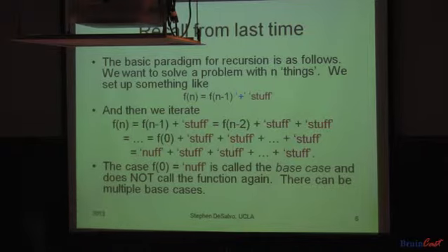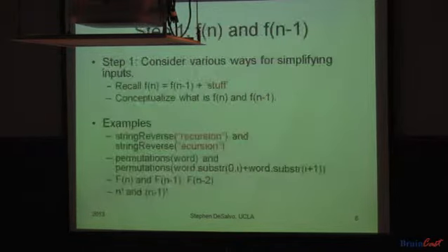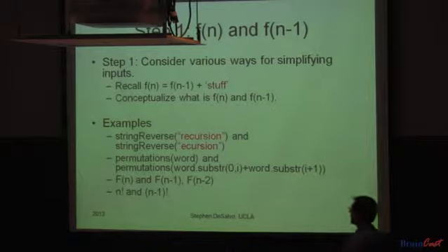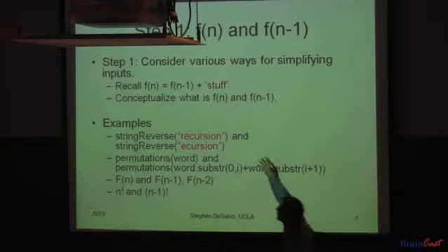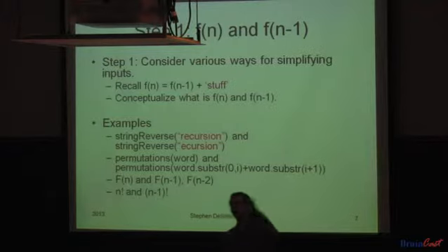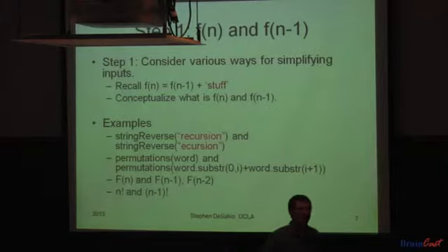All right, so let's see some more examples. So step 1, consider various ways for simplifying inputs. In other words, try to conceptualize what's f of n and what's f of n minus 1. Okay? Try to figure out the smaller structure. For example, with string reverse, we started with all of the letters in the word, and in order to get the recursive solution, we took out a letter, and we called the same function on the smaller set of characters.